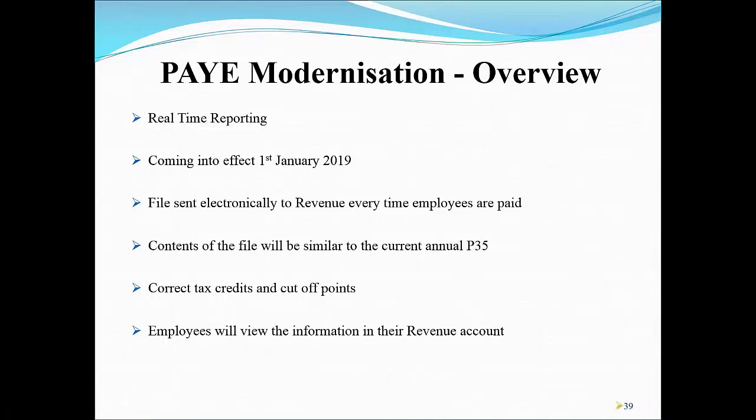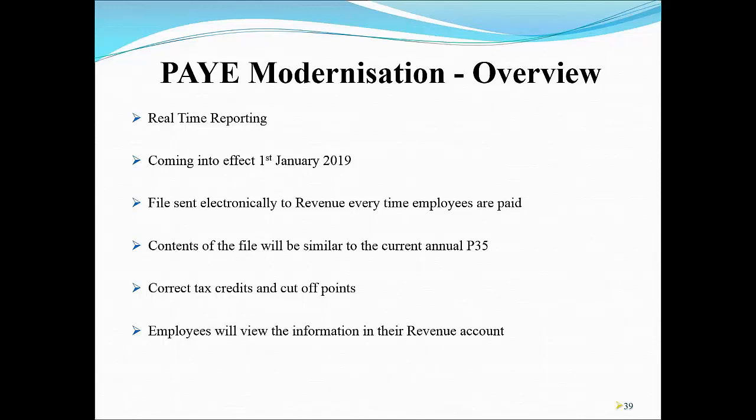So this real-time information will enable Revenue to ensure that employees are receiving their correct tax credits and cut-off points. Revenue would tell you at the moment that they can identify, every year when P35s are submitted, that many employees are not in receipt of correct tax credits and cut-off points, which then leads to either underpayments of tax or overpayments. So this means they can review them, and they'll be aware immediately if somebody is in receipt of incorrect tax credits or cut-off points, and they'll be able to identify it and get that corrected.